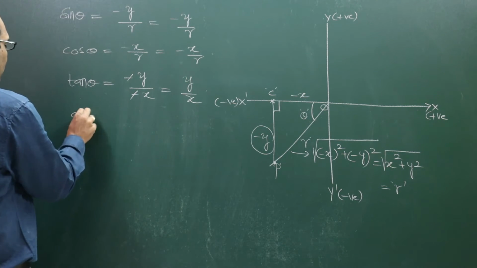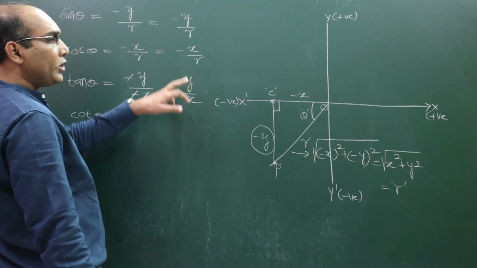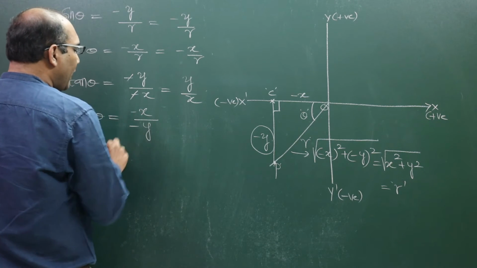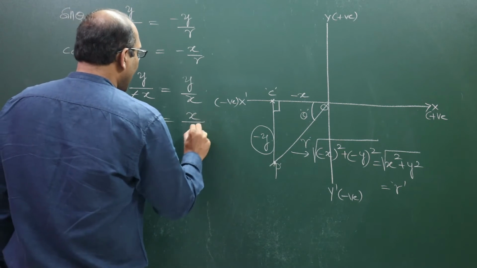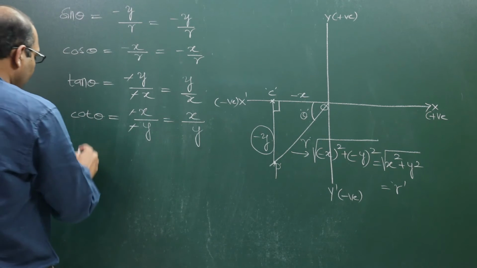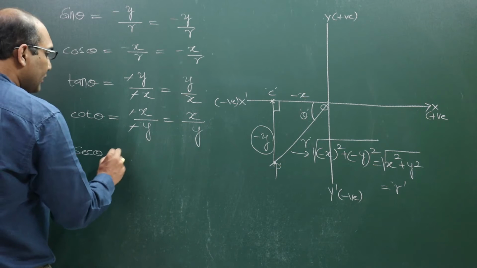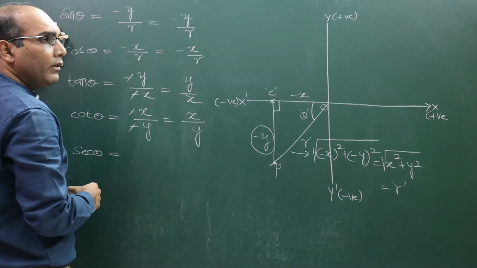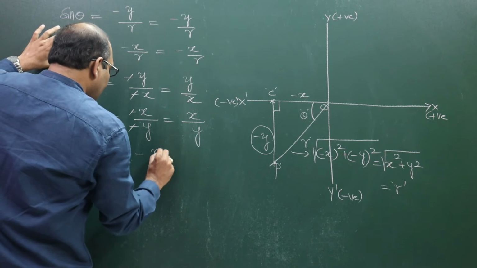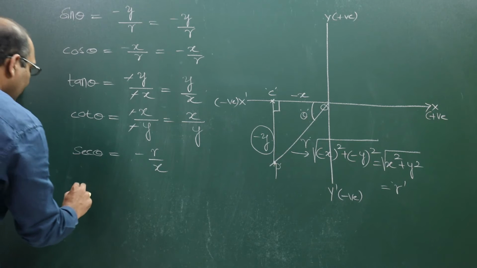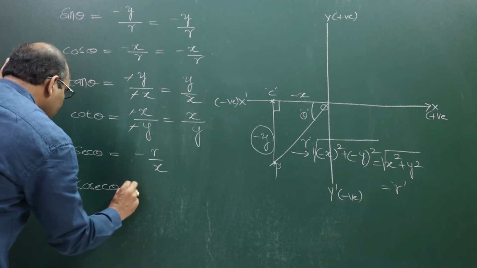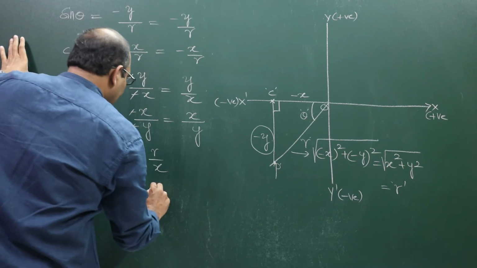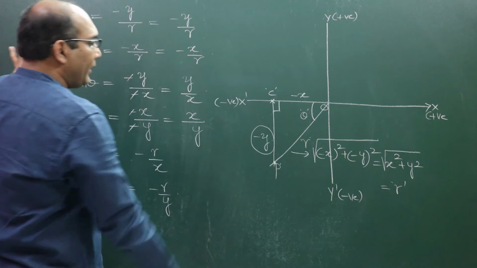What about cot theta? Cot theta is the reciprocal of tan theta, that is negative x by negative y, which is x by y. And what about secant theta? Secant theta is the reciprocal of cos theta, that is negative r by x. And what about cosecant theta? Cosecant theta is the reciprocal of sin theta, that is negative r by y.